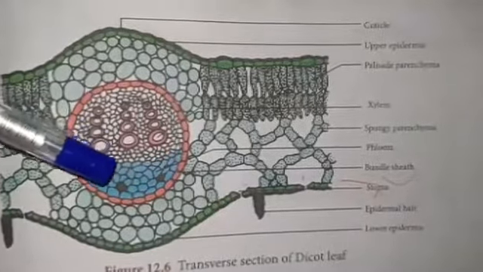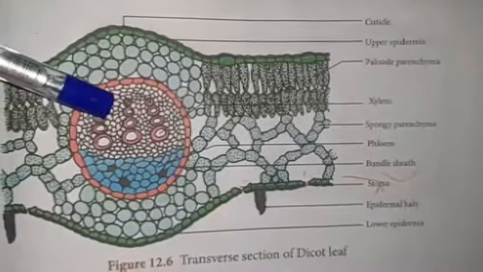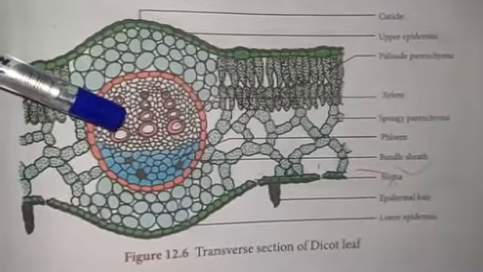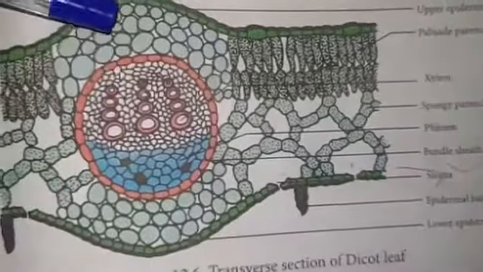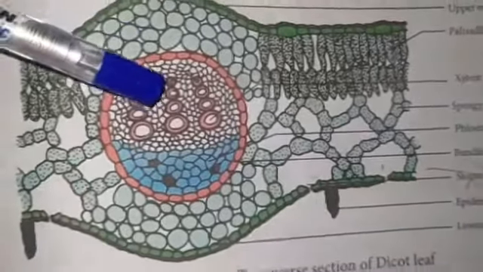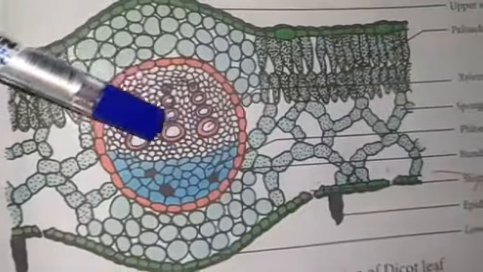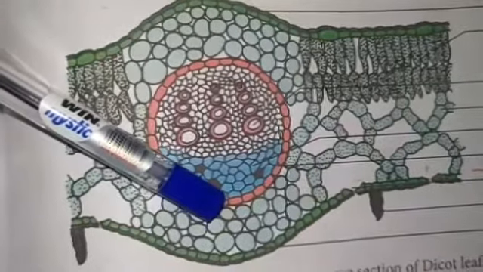In collateral, the phloem is facing towards the outer side and the xylem is facing towards the inner side. And closed: here the cambium is absent in the leaf, so it is closed. The xylem is present towards the upper epidermis, whereas the phloem is present towards the lower epidermis.